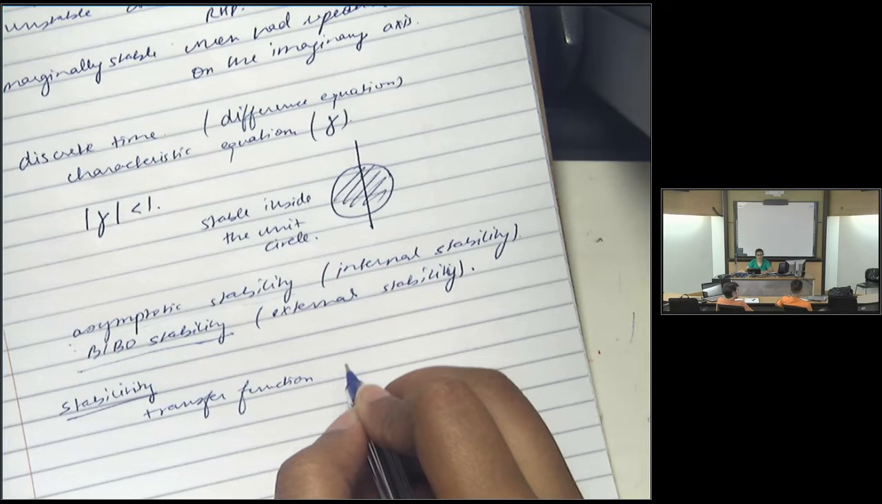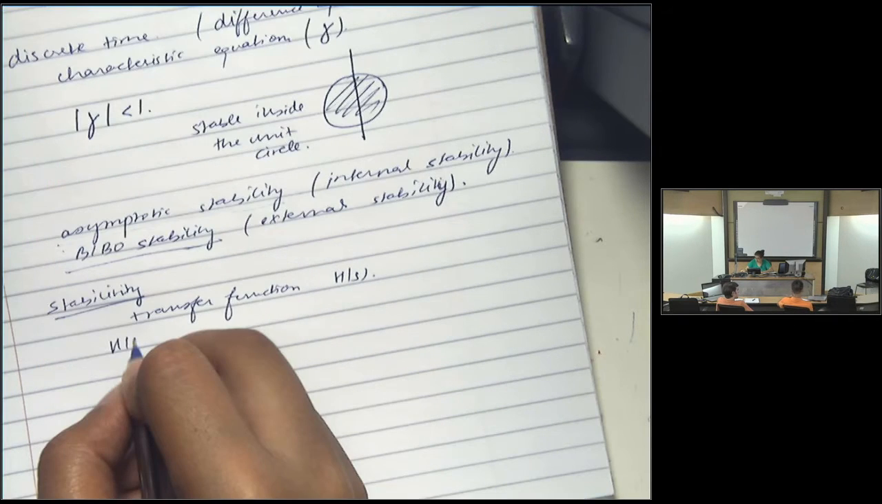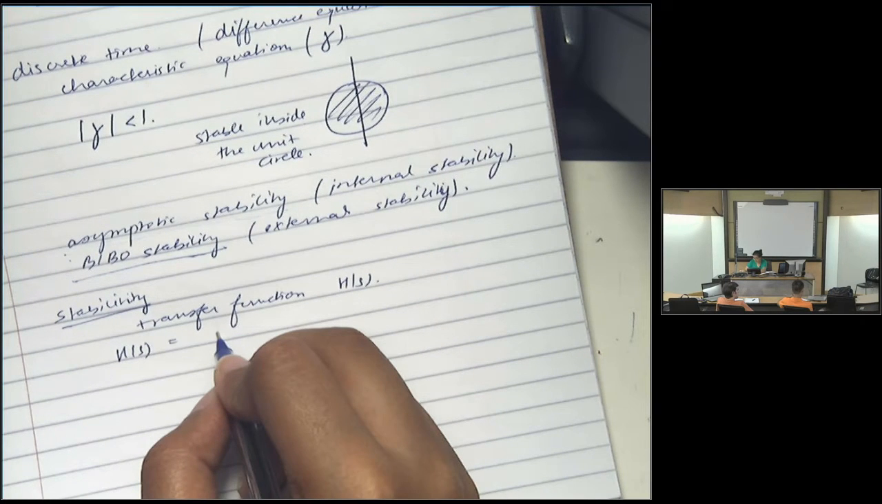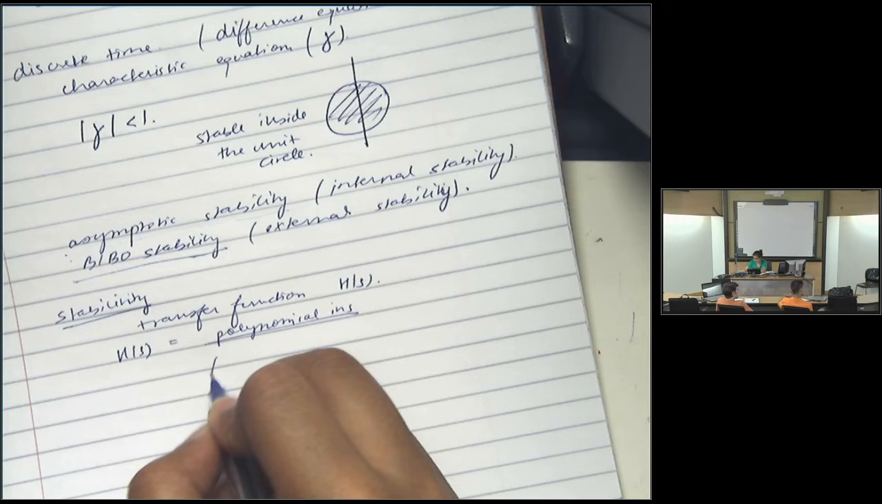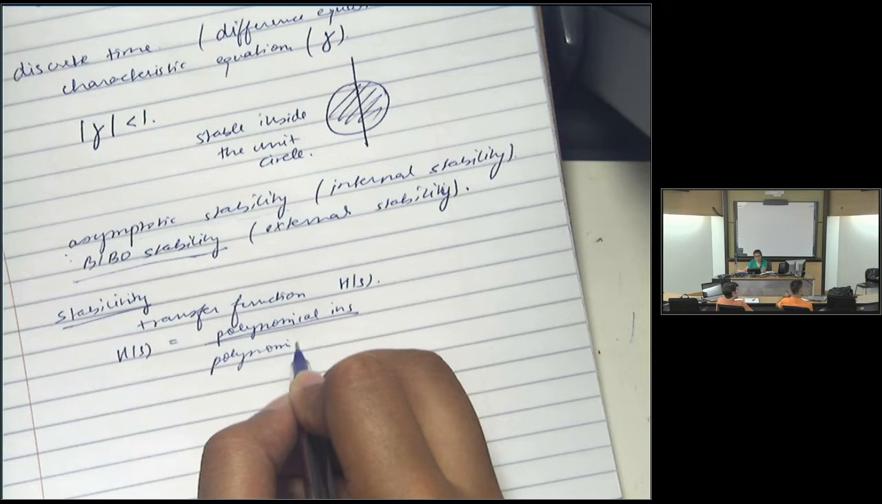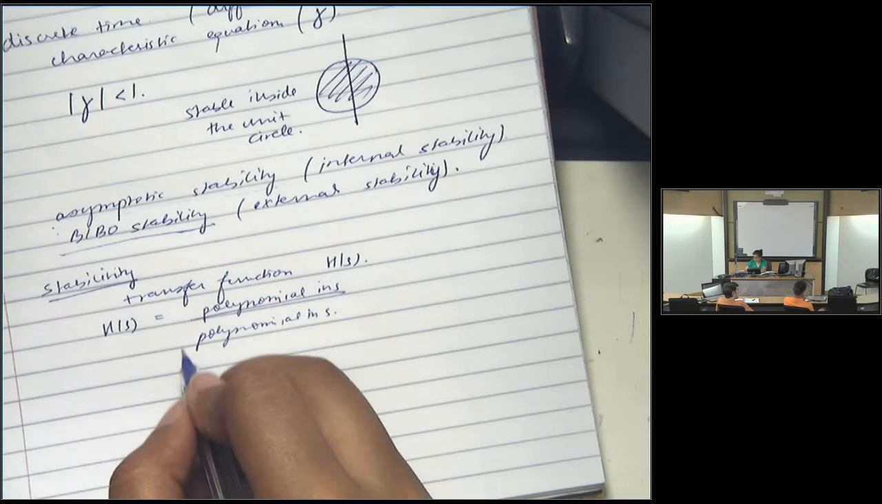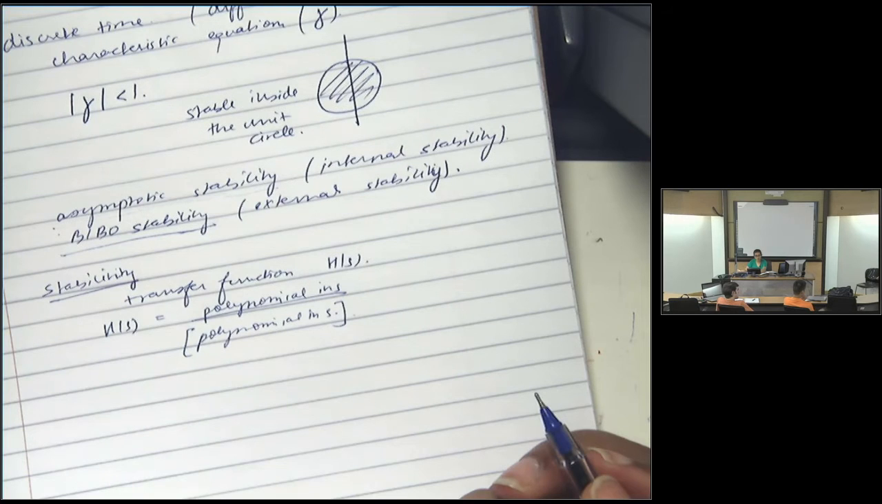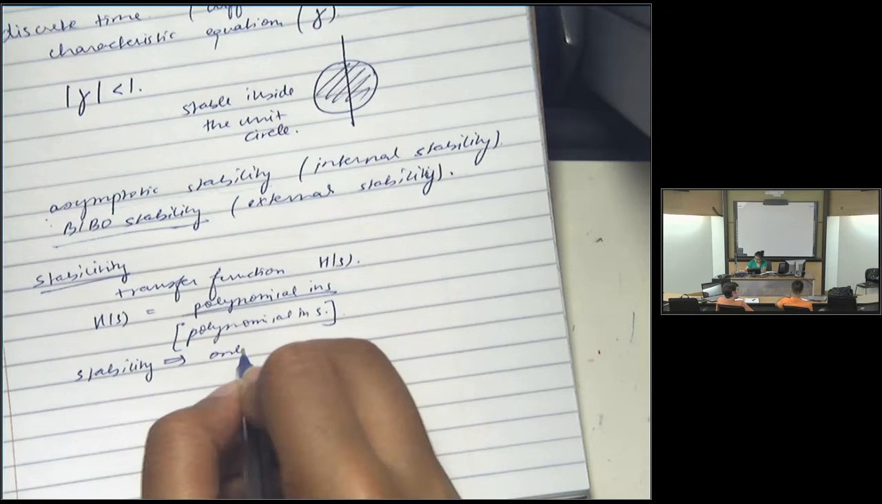That is H of s. My H of s is a fraction: a polynomial in s as the numerator, and again a polynomial in s as the denominator, right? For stability, we are only concerned with the denominator term. So for stability, only look at the denominator.